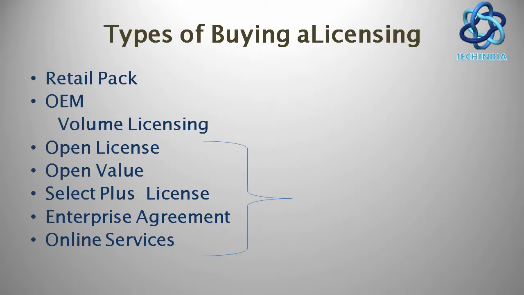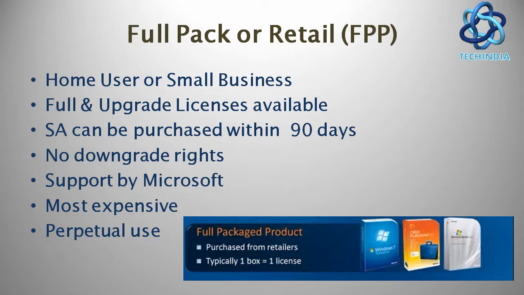Next we are going to discuss types of buying a license. While buying, what types do we have? You have 3 types: retail, OEM and volume license. Under volume license, we have open license, open value, select plus license, enterprise agreement and online services. We are going to discuss these one by one. First, we are going to discuss retail.